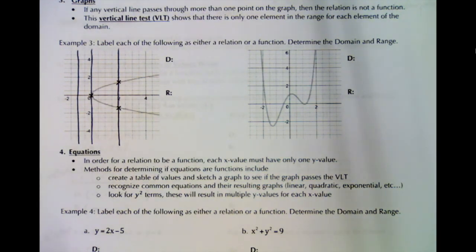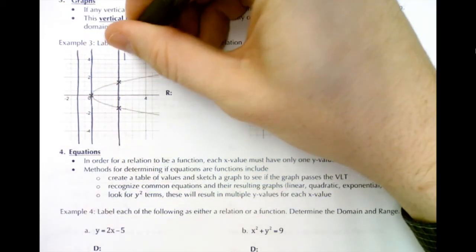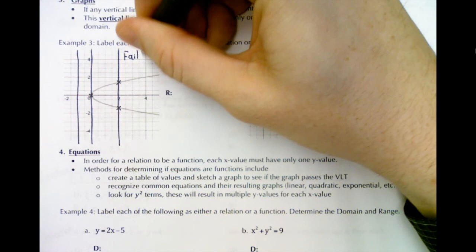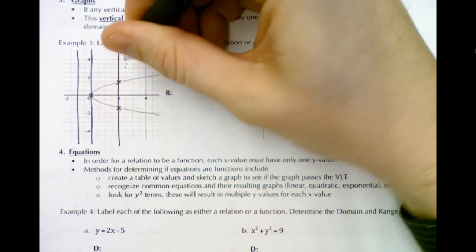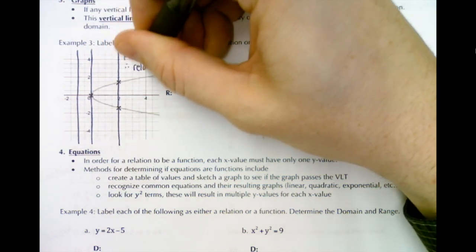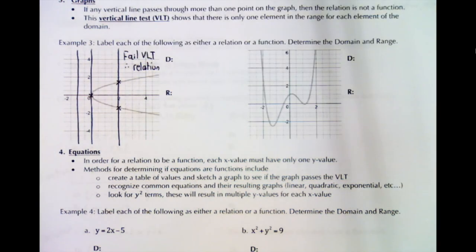If anywhere on the relation you hit the graph twice, you fail the vertical line test. And that means it's a relation. It is not a function.